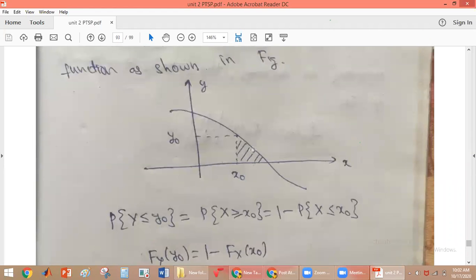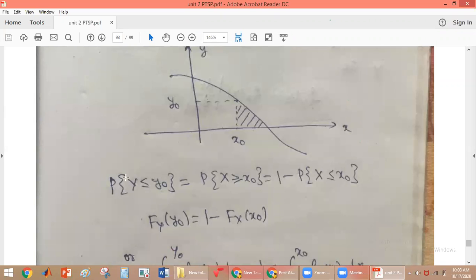Now, if you observe the values y less than y naught, what are the values included in the function? You see here, we will be having the values x greater than or equal to x naught. If you take y less than y naught, we are getting x greater than x naught. So the probability of y less than y naught will be equal to the probability of x greater than or equal to x naught.